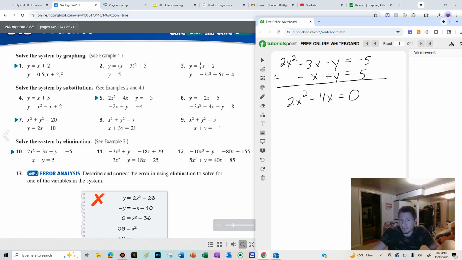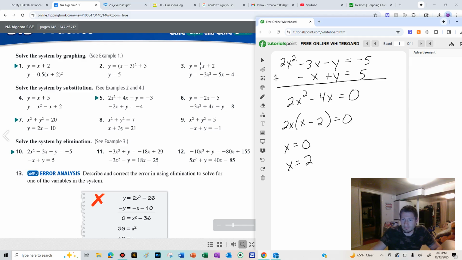We should always ask first, what can I take out of both of these? Which would be a 2x. If I take a 2x out of that, I have x left. And if I take 2x out of this, I have 2 left. So here you have two roots, right? 2x equals 0 gives x is 0, and x minus 2 equals 0 gives x is 2. And that's number 10, right?